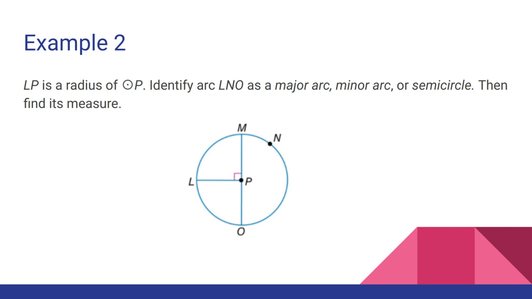So I'd like you to go ahead and try this example. LP is a radius of circle P. Identify arc LNO as a major arc, minor arc, or a semicircle, and then find its measure. So I want you to write this in your notebook. Find the measure of LNO. If you need to draw it and label the arc, go ahead and do that. And then submit your answer to Edpuzzle.